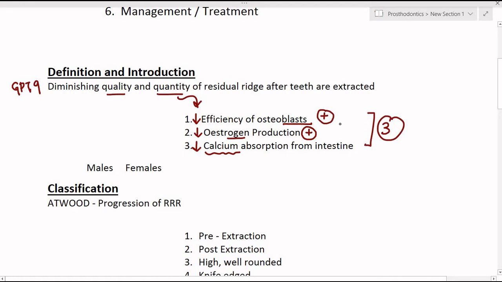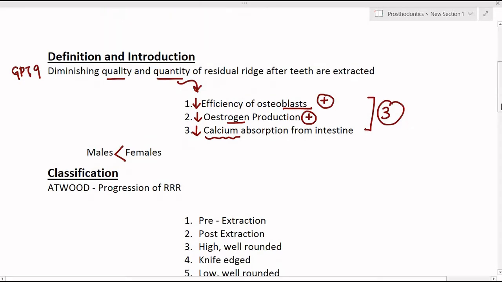Now this is a rather common occurrence. It is going to happen in anyone and everyone eventually with age. One thing that we can remember is that RRR is more prominent in females than males. Okay? Next thing that we come on to is the classification.